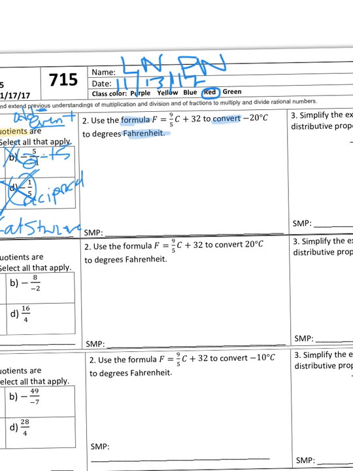So we have F, which represents Fahrenheit, equals 9/5 C, Celsius, plus 32. And here they want you to find -20 degrees Celsius.